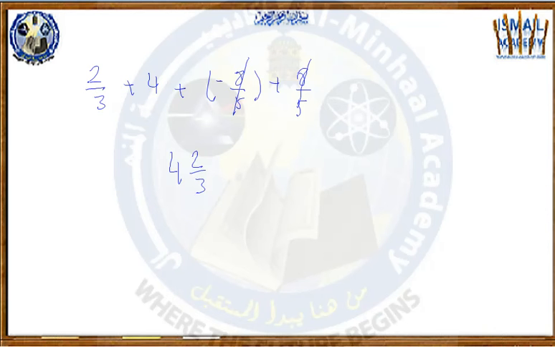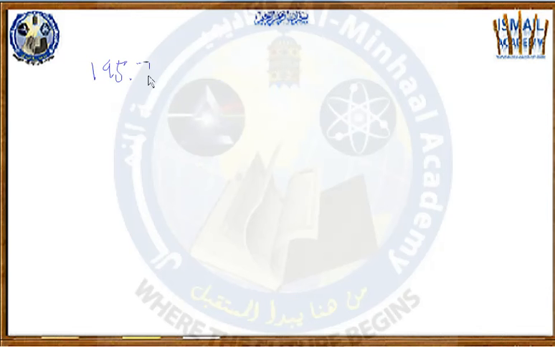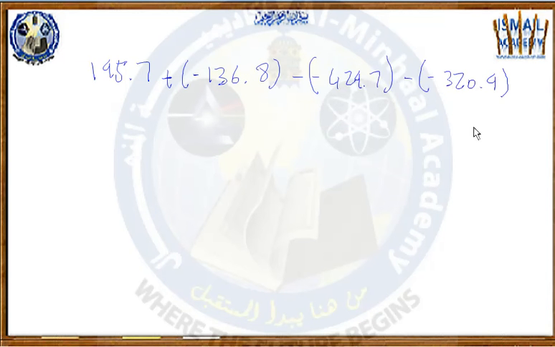Alright, so for decimal numbers, what do we have? We have 195.7, plus, minus 136.8, minus 429.7, and minus 320.9. So what I did here, I'm going to take off the two signs.